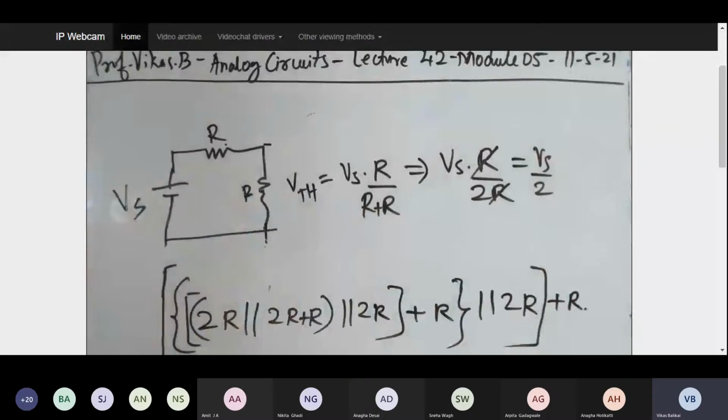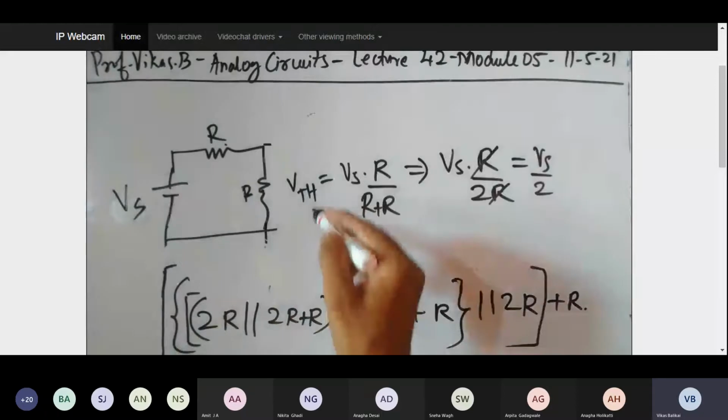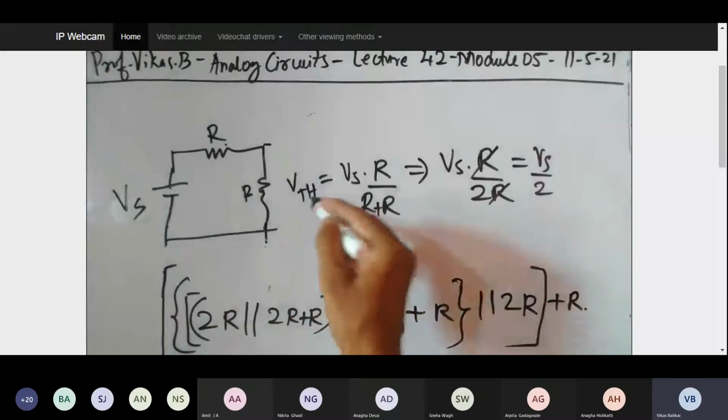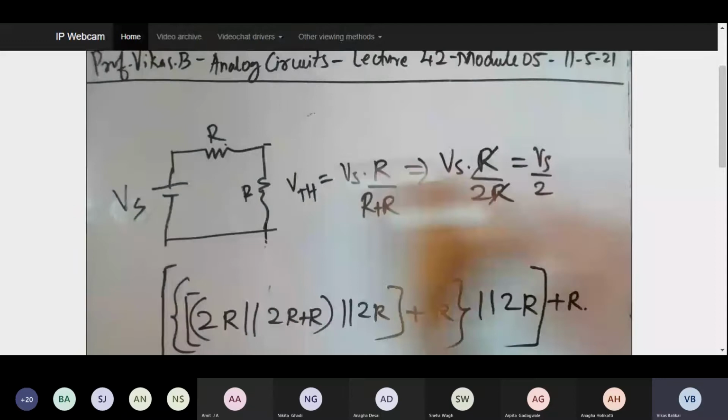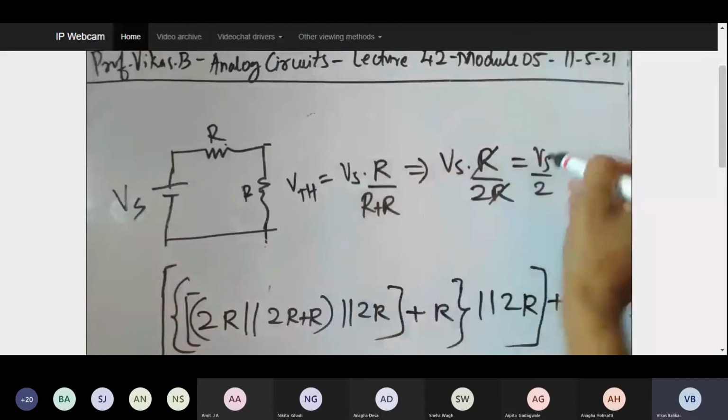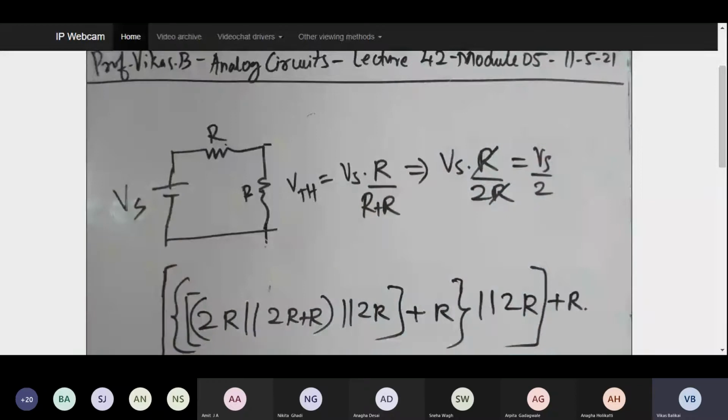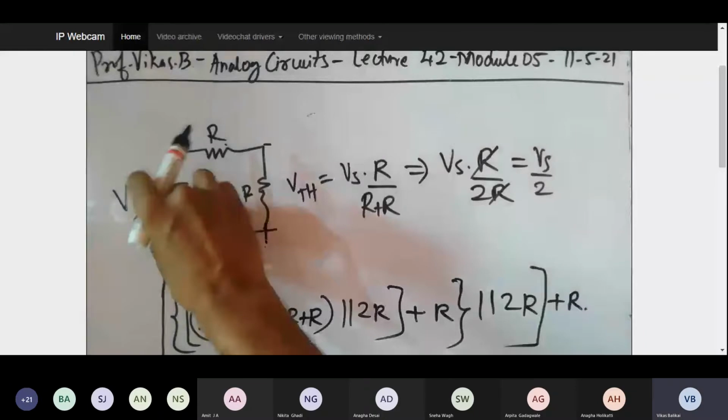Now in our case, the R-2R network, we were least bothered about the Thevenin equivalent voltage, but we were bothered about the Thevenin equivalent resistance. Now I got the Thevenin equivalent voltage. If it is 5 volts here, it will be 2.5. Now how do I calculate the Thevenin equivalent resistance? To calculate the Thevenin equivalent resistance, what did I tell you? You have to short this entire voltage source. So if I short this, what am I going to get?